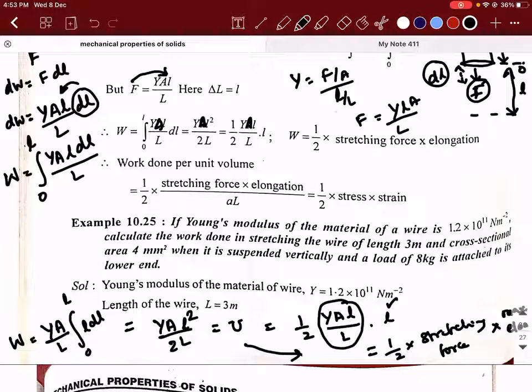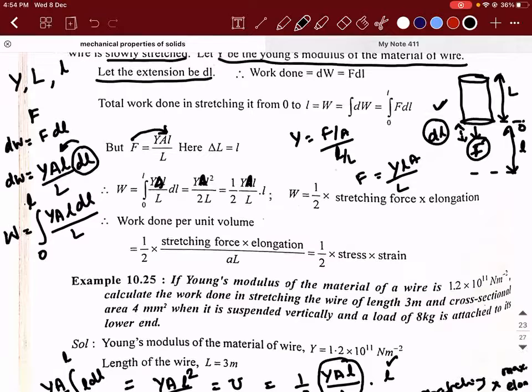Sir, I have one more doubt. Tell me. Sir, why can't we apply center of mass concept here? Which mass concept? Center of mass. We can assume that the mass is concentrated at the center. Yes, sir. You can do that.